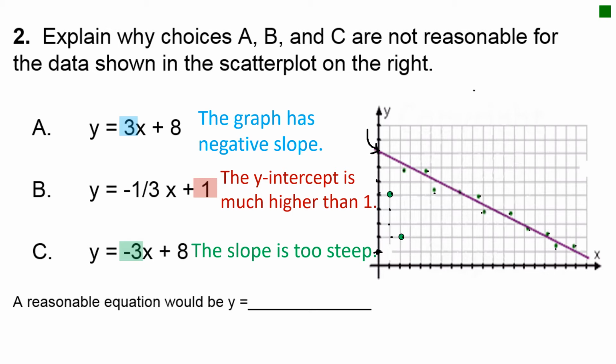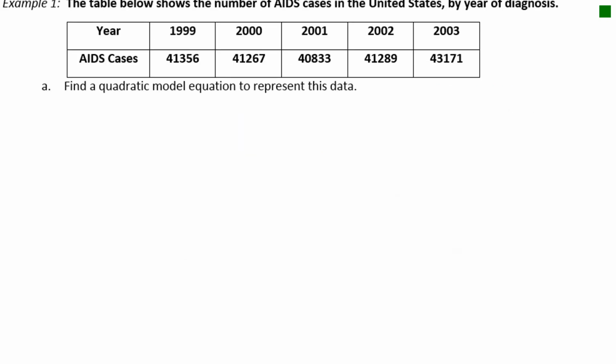So a reasonable equation would be, here's the intercept, and here's the slope, and here's the equation. Negative 1 over 3x plus 8.